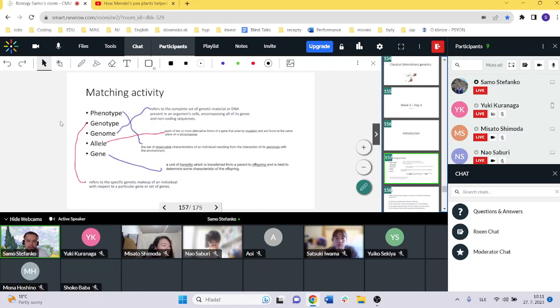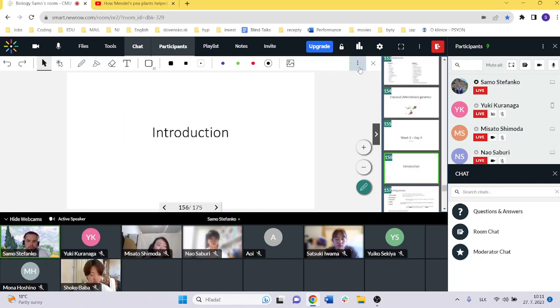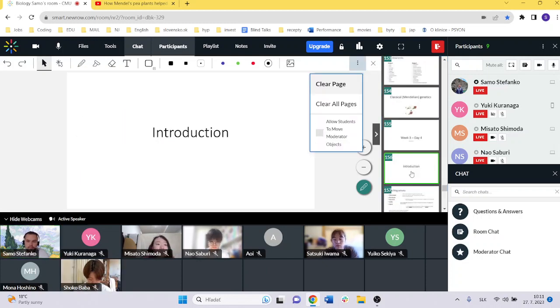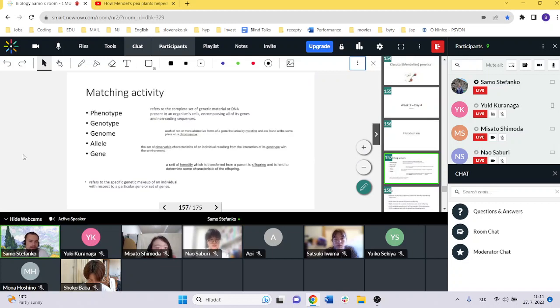Here we have a first activity, which is a matching activity. Your task will be for the upcoming 2 minutes, or let's have 3 minutes. Let's have more time because there are five definitions. So let's have 3 minutes. Individually, try to find the respective definition to the term from genetics.